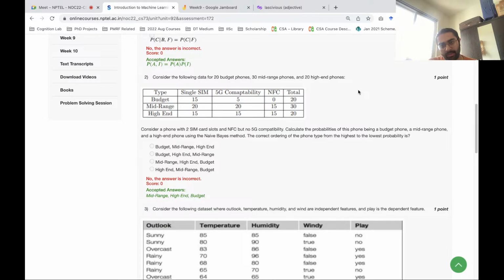It's the prior, right? Without any information of the features, I mean x. So blindly, if you had to choose, what is the probability that you will get a budget phone? Since I have 20 budget, 30 mid-range and 20 high-end, the probability that I will get a budget phone is 20 by 70. So the probability of budget is basically 20 by 70.